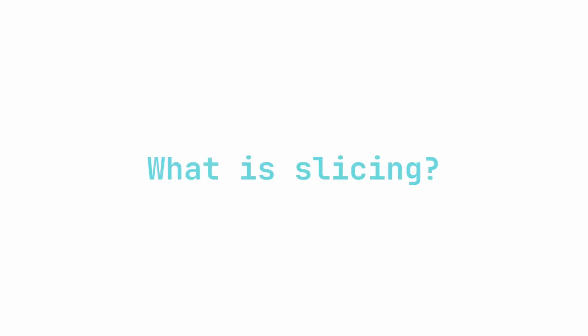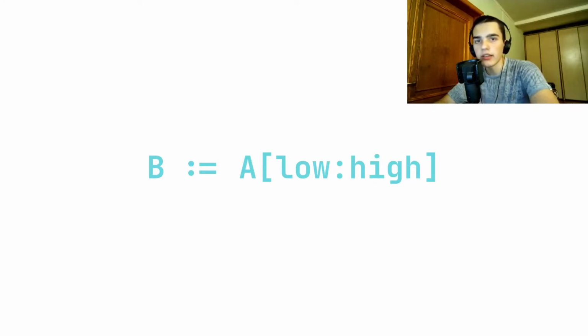What is slicing? Let's say we have slice A and we want to get part of A and set it to B. To do this, we need to write B equals A[low:high]. This operation creates a slice B that contains elements from A, with indices ranging from low inclusive to high exclusive. Also, you can choose not to write low. This will be 0. Or you can choose not to write high. This will be the length of the slice, in our case len(A) minus 1. Also, you can do this with arrays.